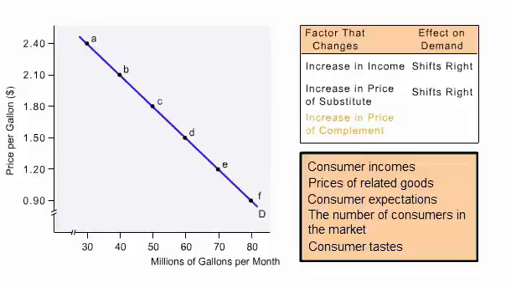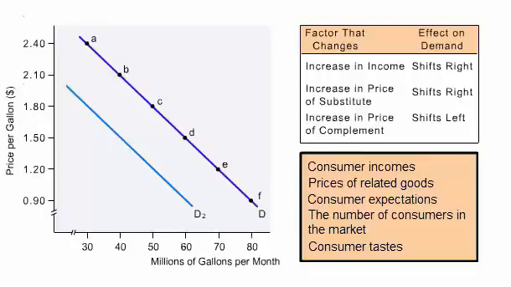Other goods are used together, such as gasoline and automobiles. We say that these goods are complements. An increase in the price of one of these goods would reduce the demand for the other. For instance, an increase in the price of new automobiles would cause the demand curve for gasoline to shift to the left.